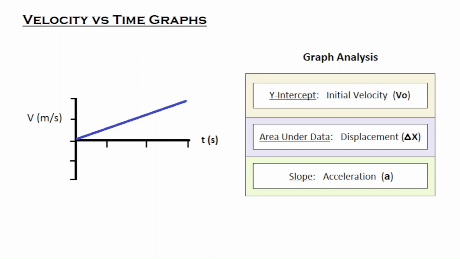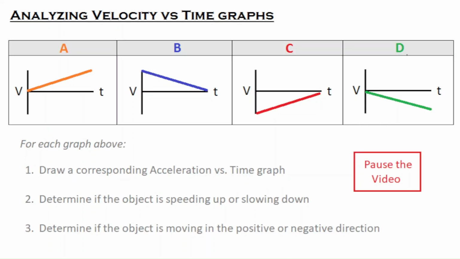There are three ways to extract numbers from these graphs. The y-intercept helps us with initial velocity, the area underneath the data helps us with displacement, and the slope represents the acceleration. Next, let's look at a sample problem. Here we're analyzing 4 different velocity versus time graphs, lettered A, B, C, and D, and the goal is to answer the 3 questions at the bottom of the screen. If you want to pause the video and try this yourself, I'll talk you through the answers here in a little bit.